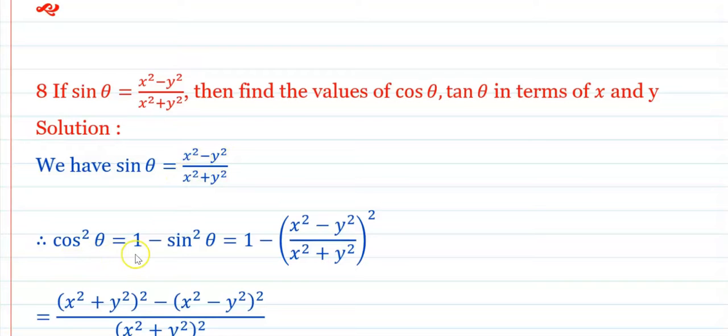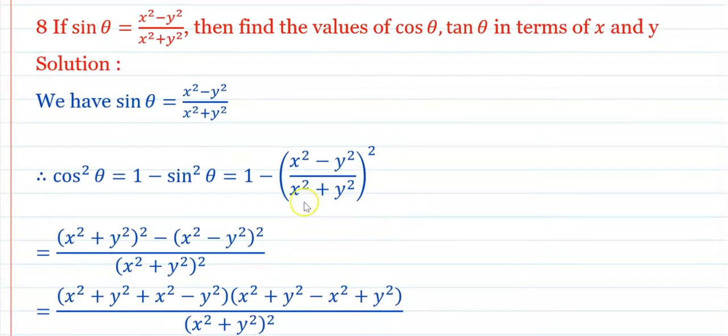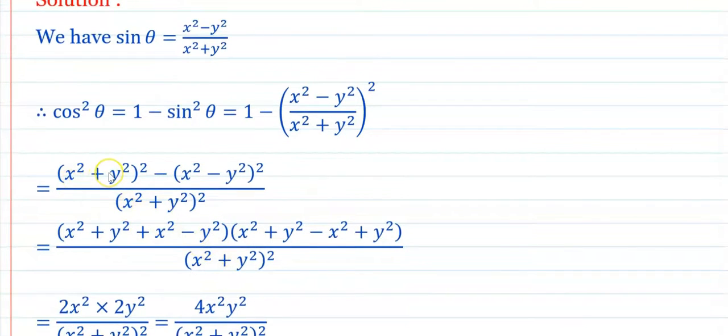Cos square theta is equal to 1 minus sin square theta, and that equals 1 minus ((x square minus y square) upon (x square plus y square)) whole square. अब ते simplify करणार. (x square plus y square) whole square ने 1 ला multiply करणार. Then you will get (x square plus y square) whole square minus (x square minus y square) whole square upon the denominator, (x square plus y square) whole square येणार. आता याचं expansion करणार. Okay.